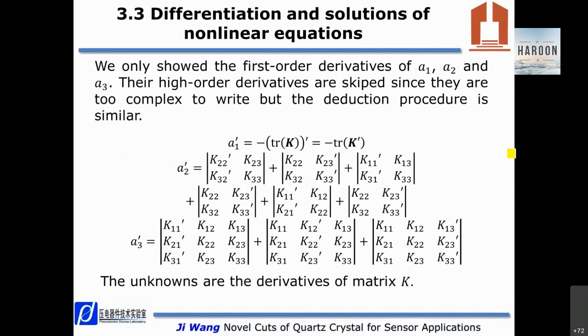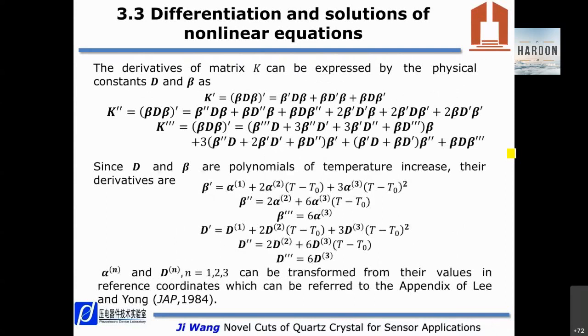These equations are needed in the calculation. It's basically from the matrix we showed before. It looks quite complicated, but you can see we mentioned that these are thermal parameters of quartz crystal related to the temperature.